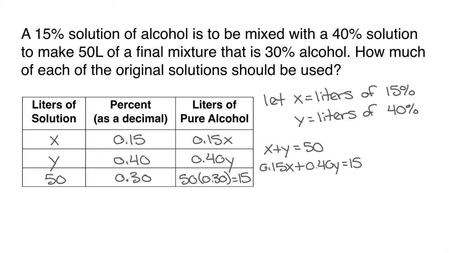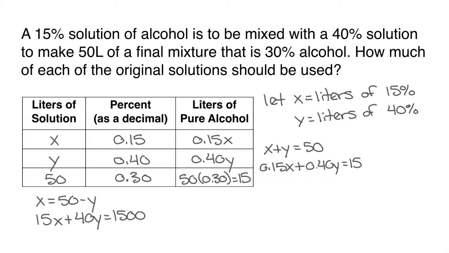Let's rewrite each of our equations to help us to solve this system. First, let's solve the first equation for X so that we can use substitution. When we do that, we have X is equal to 50 minus Y. Second, let's eliminate the decimals in the second equation. To do that, we multiply both sides of the equation by 100, and we get the equation 15X plus 40Y is equal to 1500.